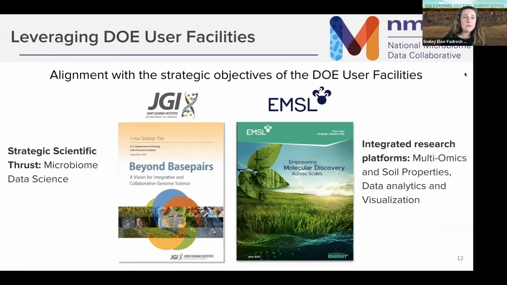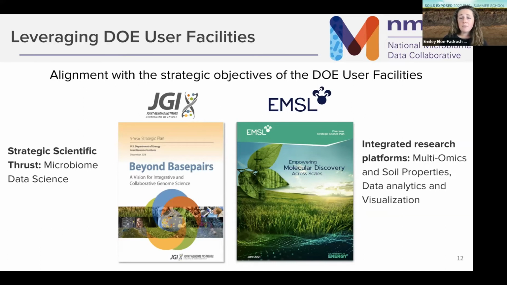All right, so as you've heard, we are working across the two DOE user facilities, the Joint Genome Institute and the Environmental Molecular Sciences Laboratory. And importantly, I wanted to highlight that we have this fantastic partnership because we're very strongly aligned with both of their strategic objectives across these user facilities. So on the JGI side, where I also sit, there's a strategic scientific thrust in microbiome data science, and the NMDC fits squarely within the strategic thrust to support standards, support bioinformatic data processing, and providing, as you've heard from John, how we can support FAIR data across the JGI and the NMDC.